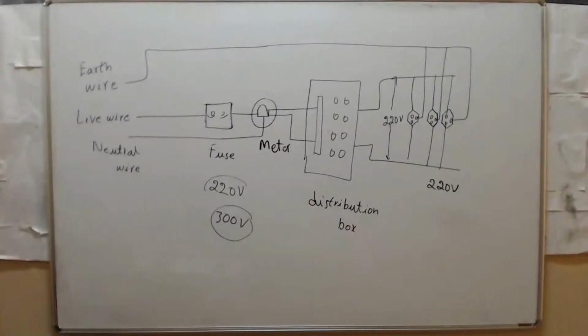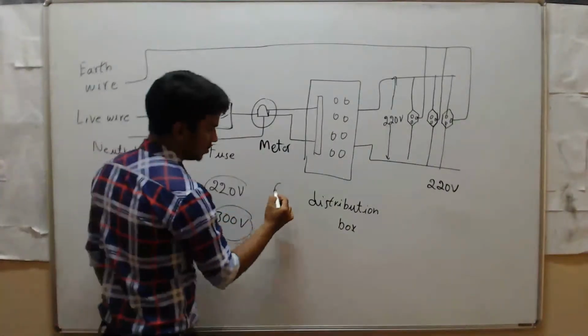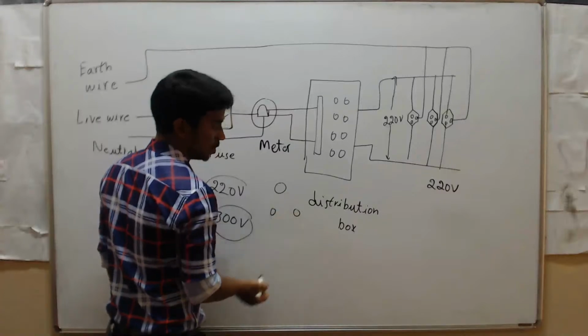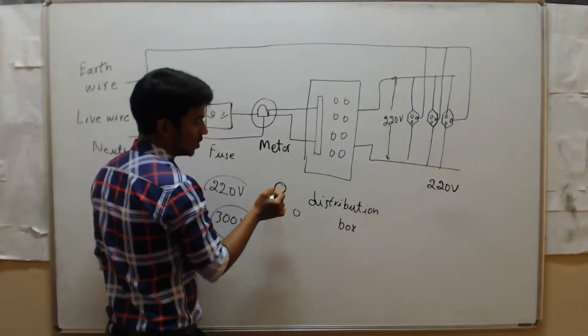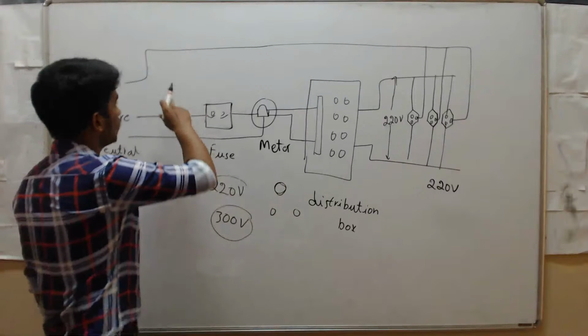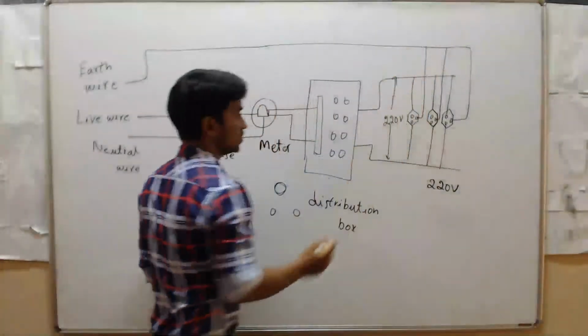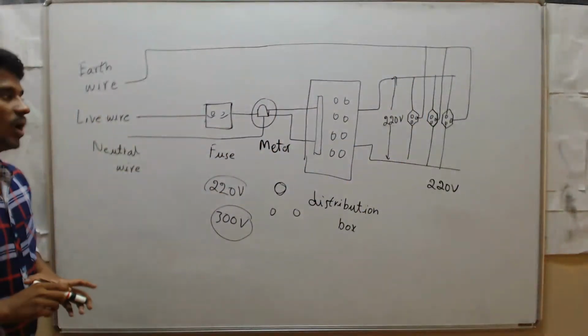But you have seen in the socket board there are three holes, one very big and two small. That one is the earth wire. What is that? Earth wire. It means we use that wire for earthing purpose.